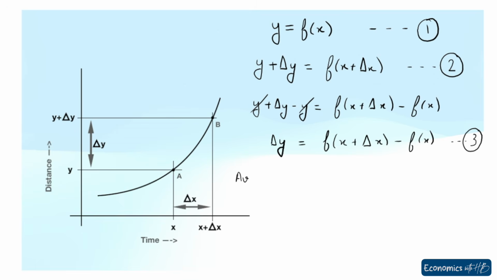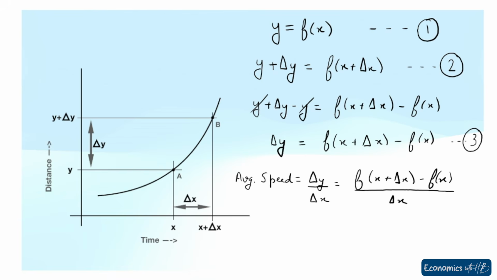Now we know that average speed is equal to change in distance upon change in time. So divide both sides by delta x and we get average speed is equal to delta y by delta x. Delta x is the change in time, so that is why we have divided both the sides by delta x. So we get average speed is equal to delta y by delta x is equal to f of x plus delta x minus f of x divided by delta x.